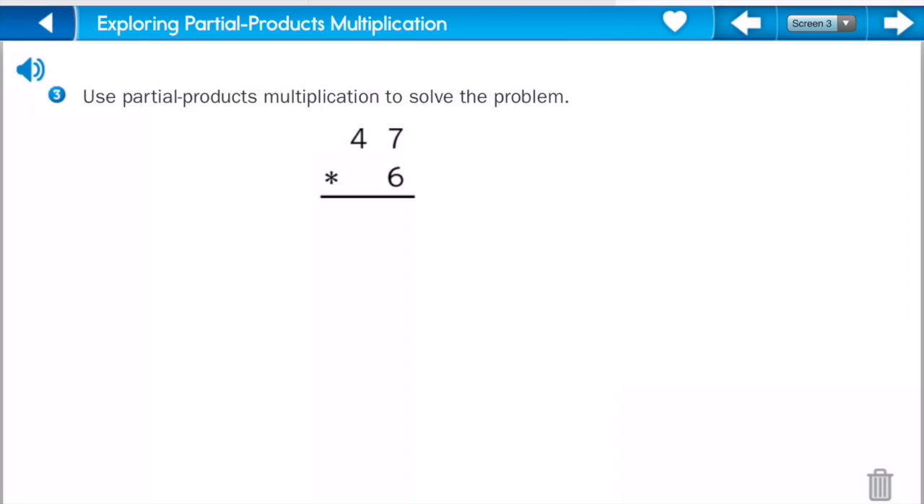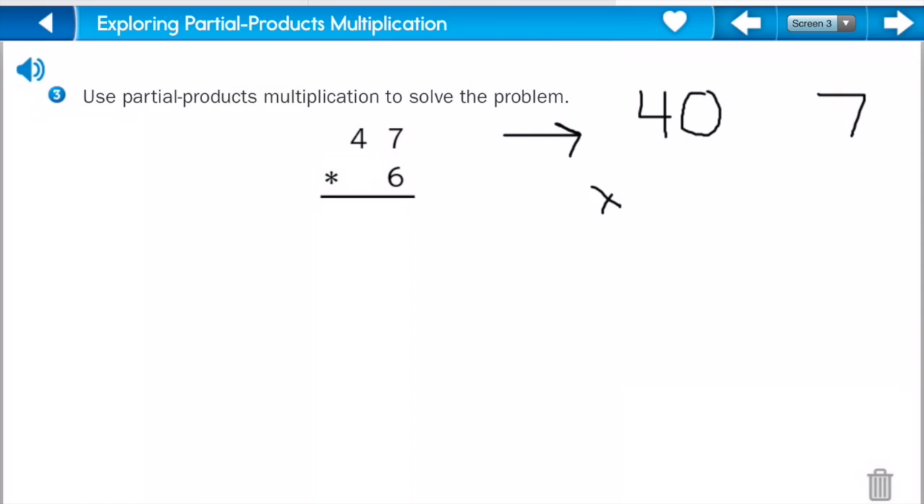Alright, so we're going to keep practicing this skill, and then after this, I will have you guys work on it a little bit on your own, on your practice. Okay, so it says use partial products multiplication to solve the problem. So we know that we're going to break our 47 up into 4 tens and 7 ones. So we're going to break 40. And then we're going to break down our 7.